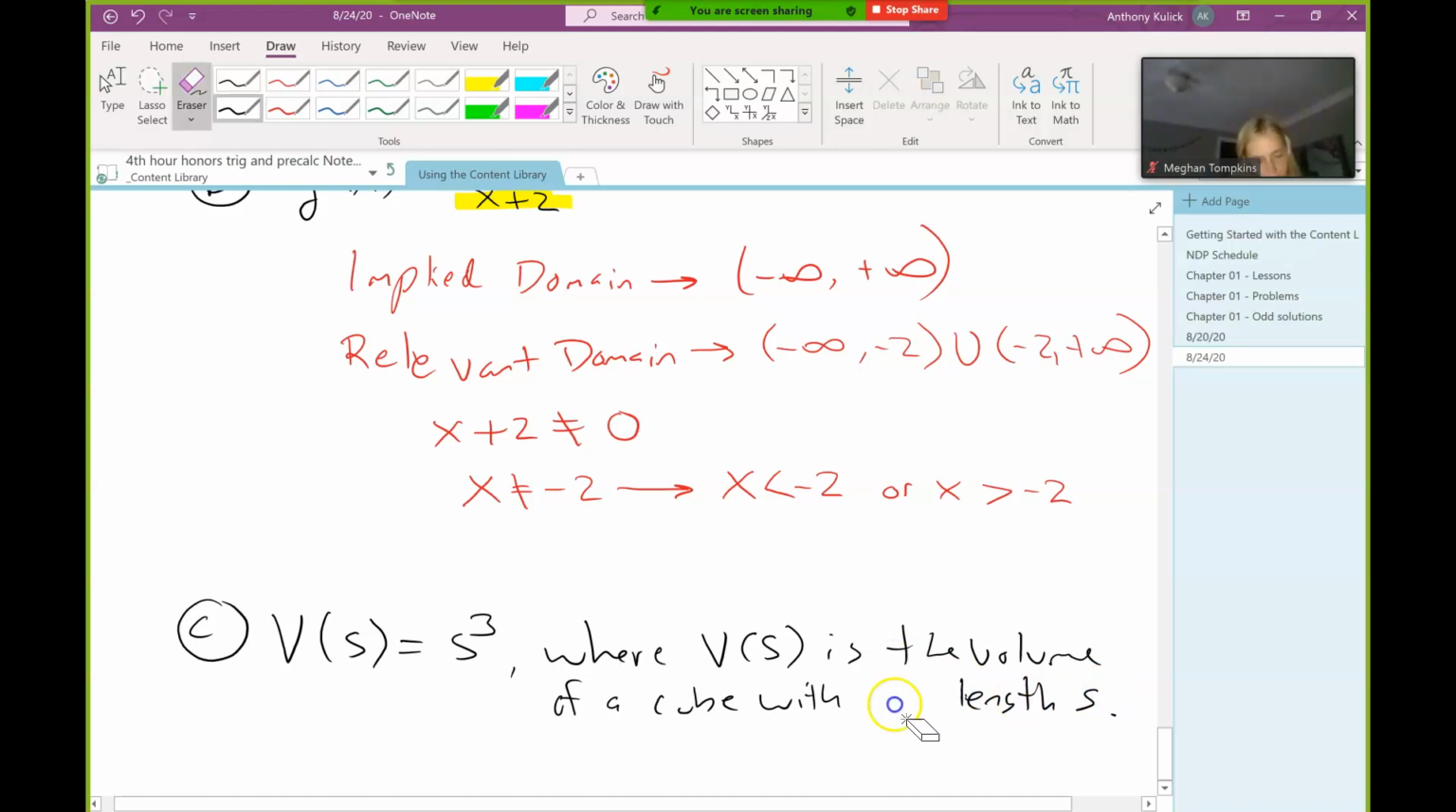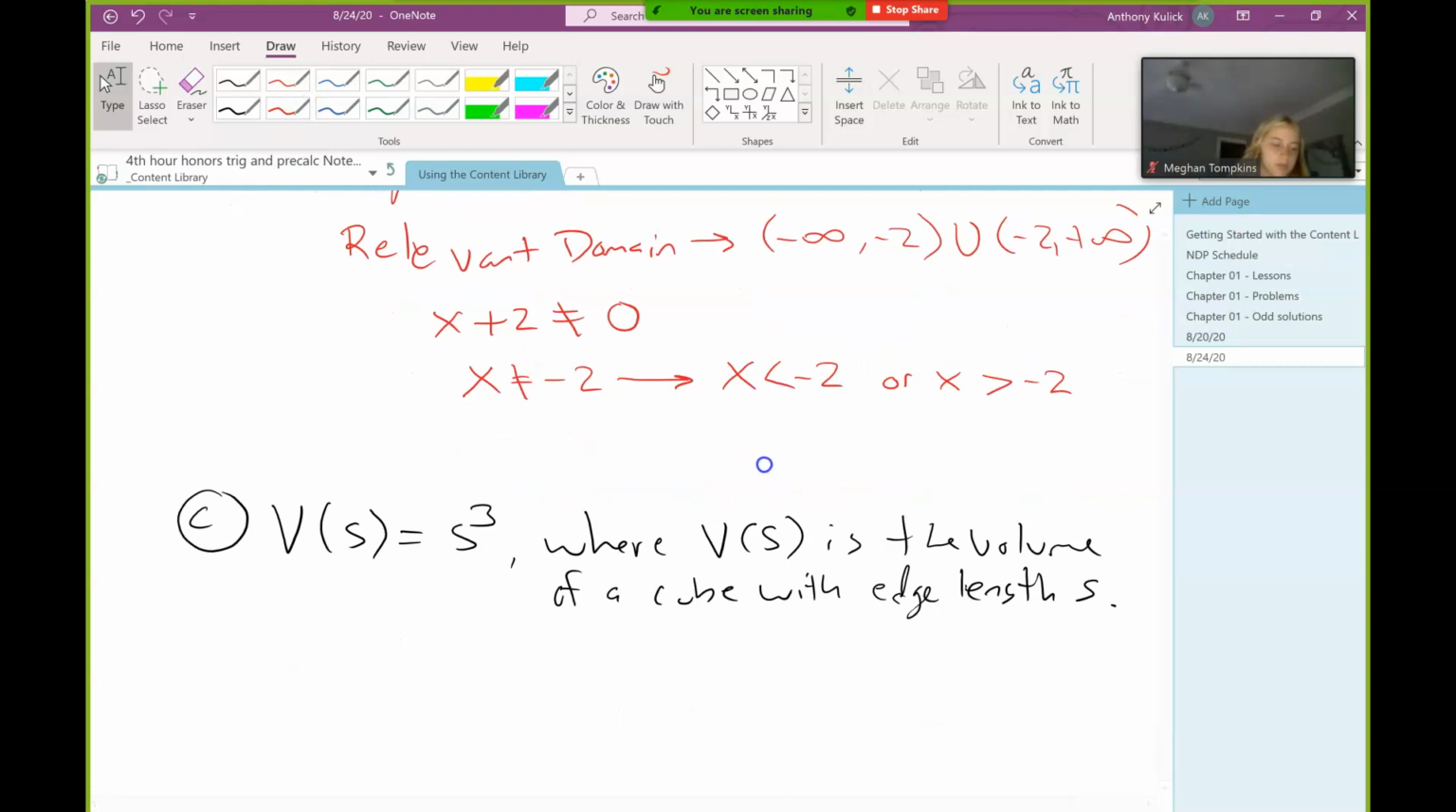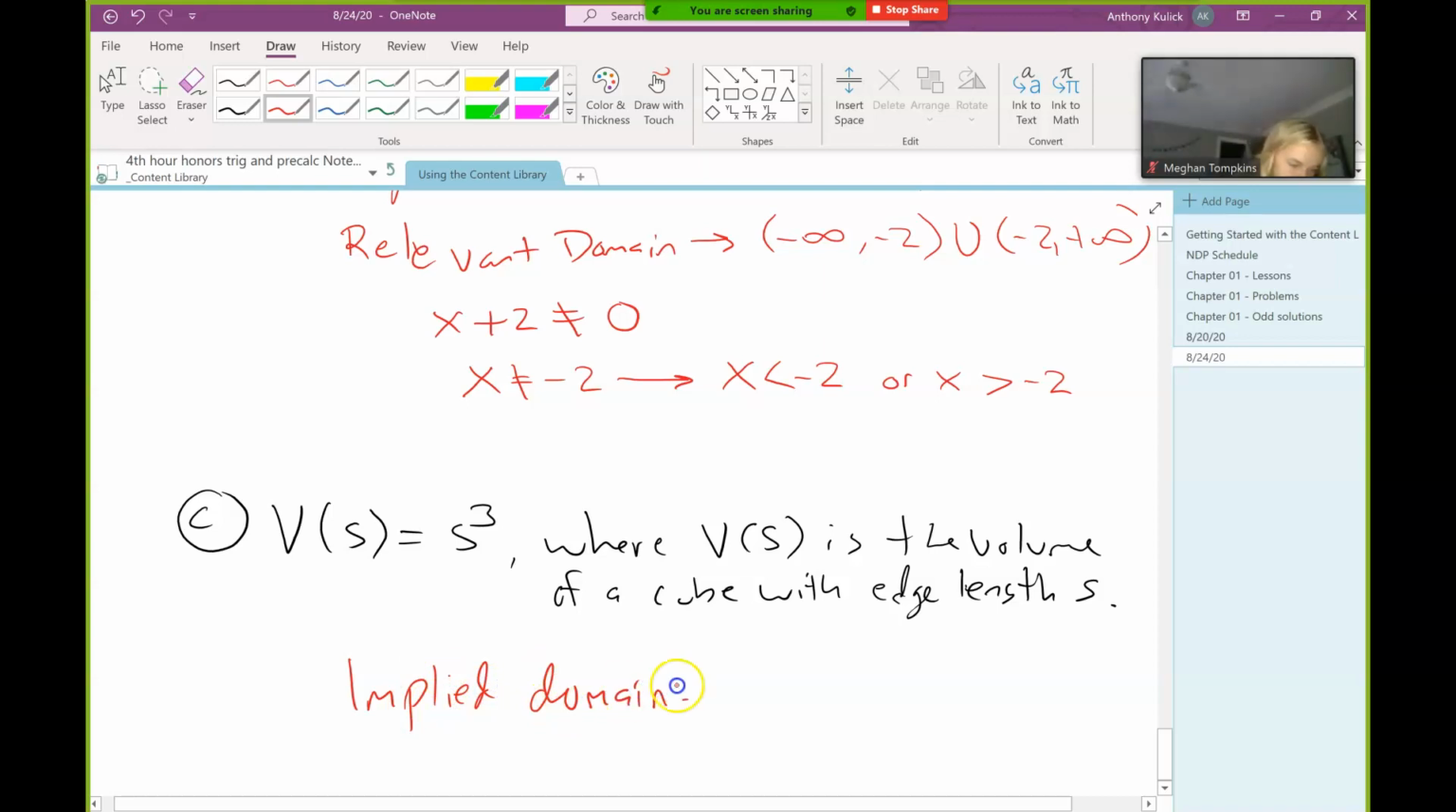Our last one, maybe I shouldn't say side. Maybe I should say edge, since we're talking about a cube. Okay, the last one, v of s is equal to s cubed, where v of s is the volume of a cube with edge length s. So here, the implied domain is different. Why?